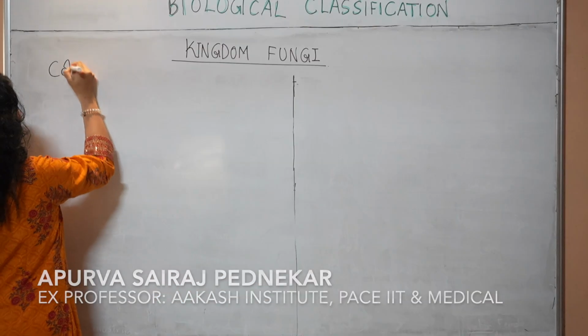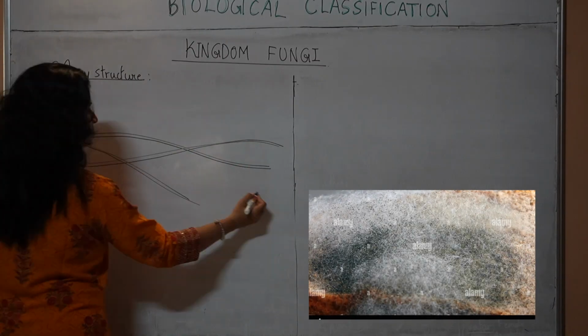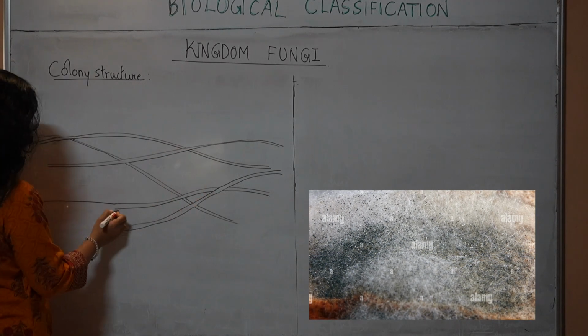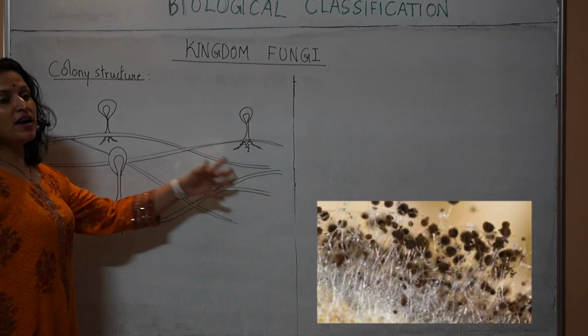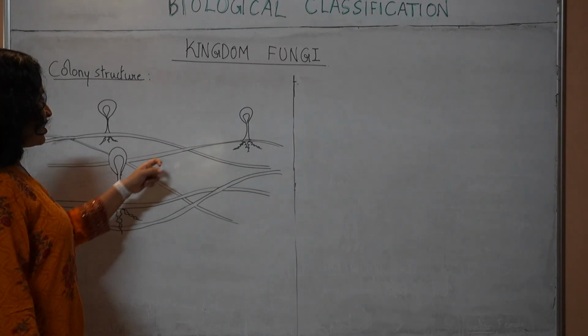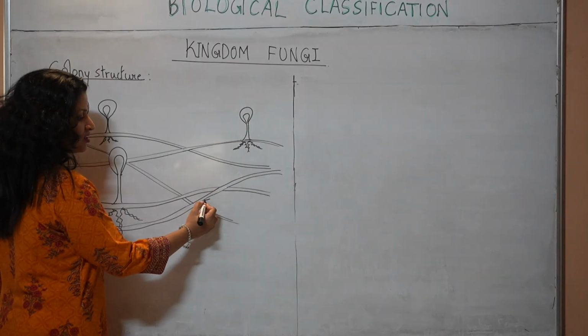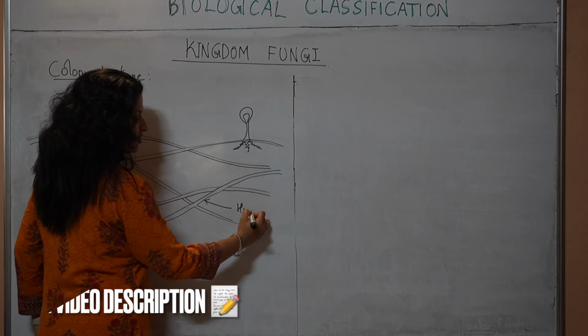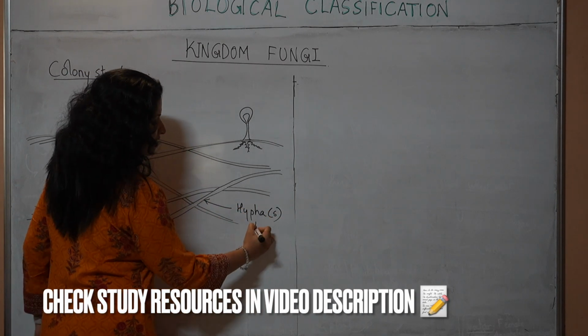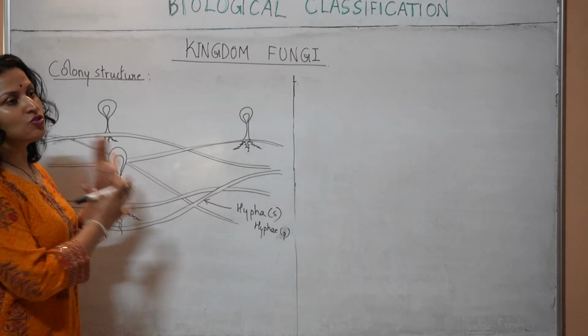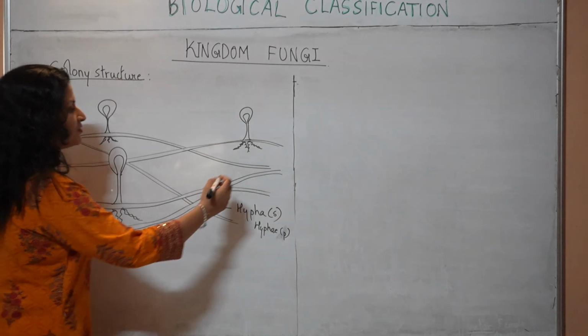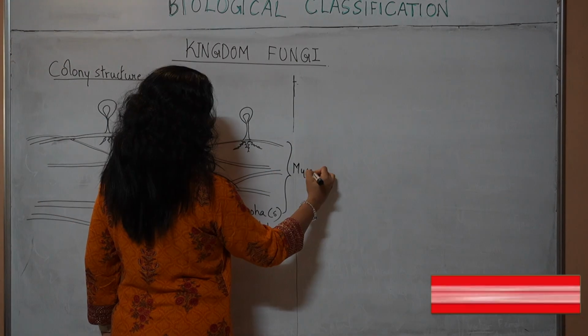If you take bread mold, Rhizopus, and zoom in, you will see this colony structure. This is how the fungal colony looks, a mesh of thread-like structures. Each of these thread-like structures is called a hypha, singular; hyphae, plural. A single thread is called a hypha, but a group of these hyphae is collectively called a mycelium.